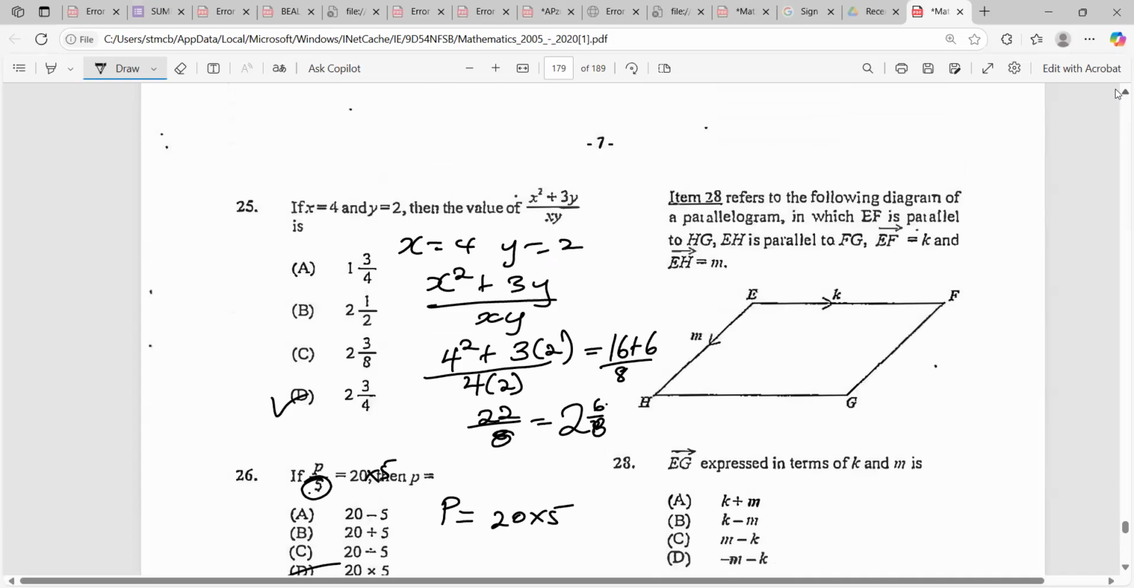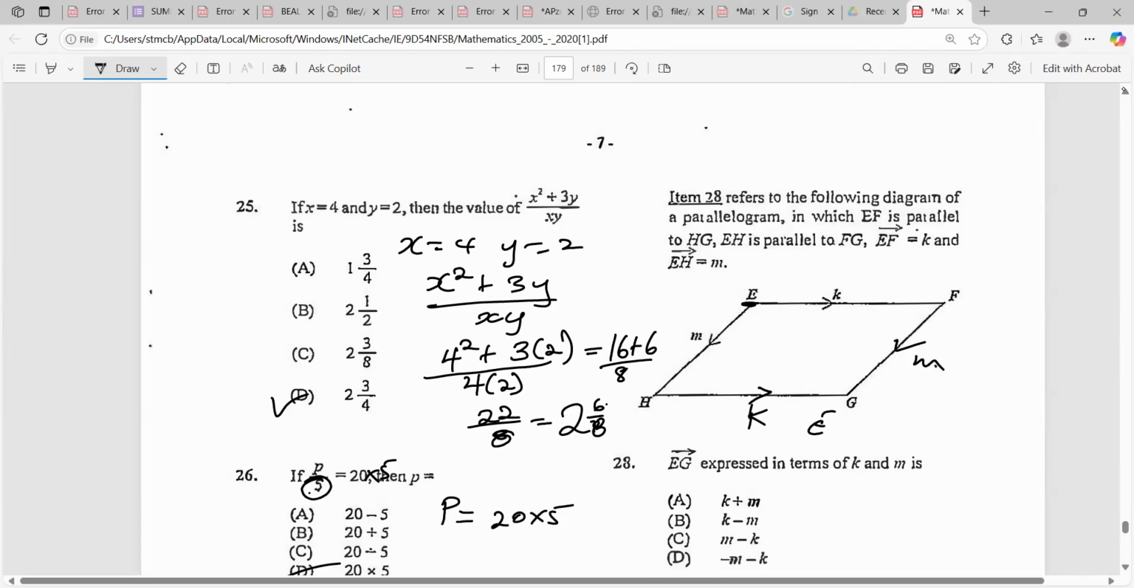Alright, 28 refers to the following diagram of a parallelogram in which EF is parallel to HG, EH is parallel to FG, EF equals K, and EH equals M. Expressed in terms of K and M, which is EG? Alright, so the one from E to G, I could drop in the rest. These are parallel, so these are basically going in the same direction. From E to G, which route do you want? I'm going to check that route here.